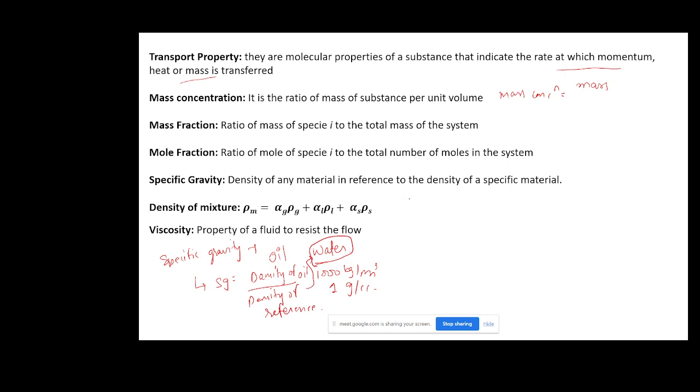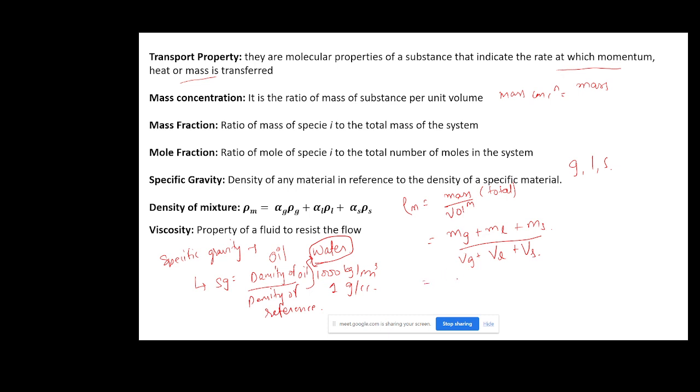Next, if you have a mixture of gas, liquid or solid, then what will be the density of the mixture? To find the density of the mixture, what is density? Density is mass upon volume. So for a mixture having gas, liquid and solid, the total mass is the mass of gas, mg, plus the mass of liquid, ml, plus the mass of solid, ms, divided by the volume of gas plus the volume of liquid plus the volume of solid.